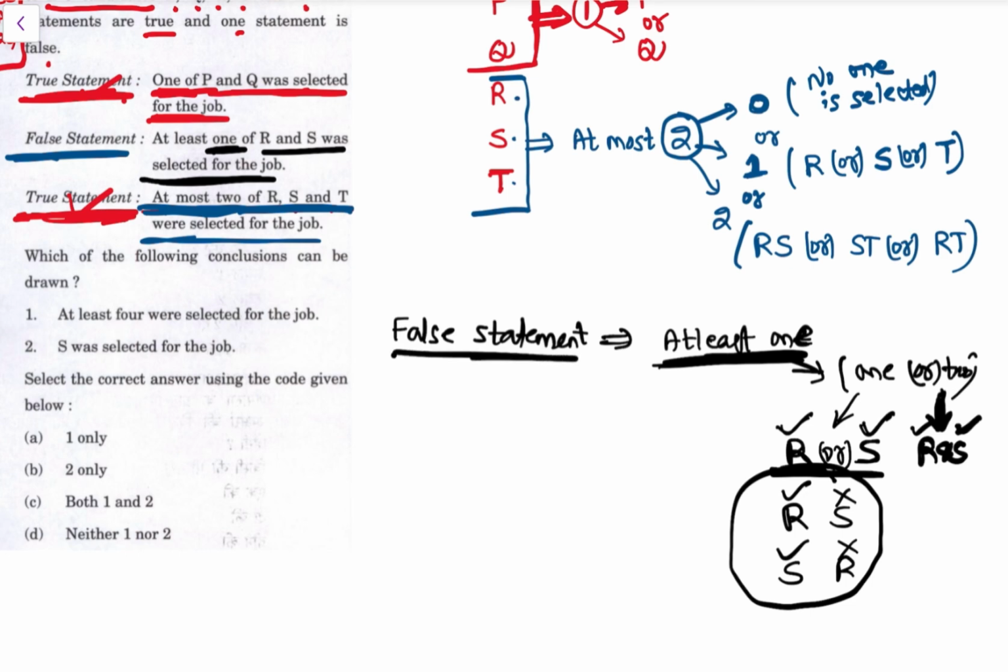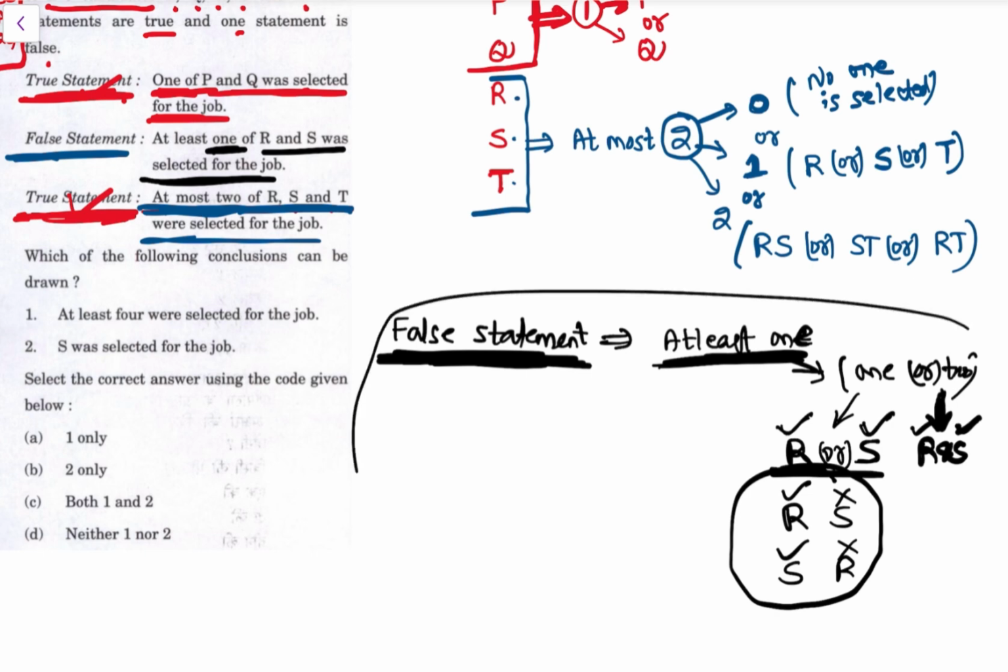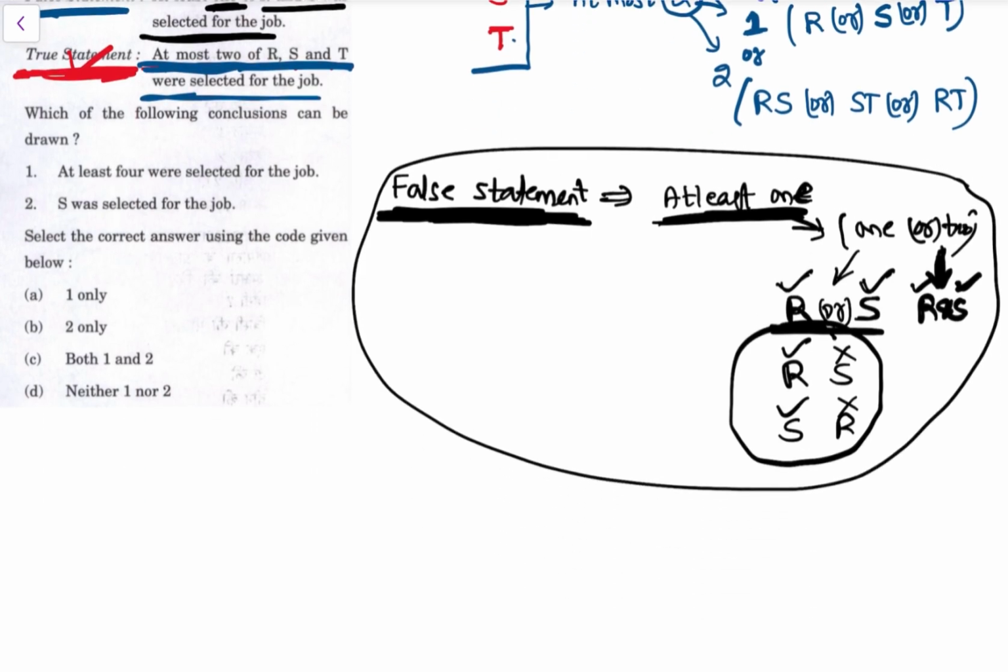But this is a false statement. If this is false, then to make it a true statement, what can we say? From the false statement we got: R can be selected, S can be selected, or R and S can be selected. This is what we got from the false statement.